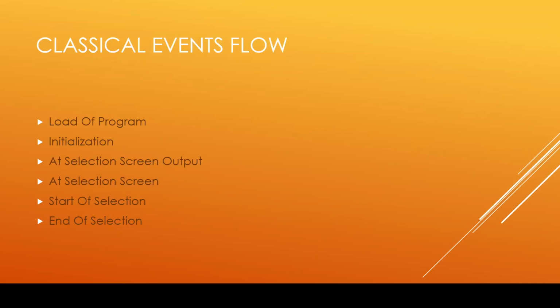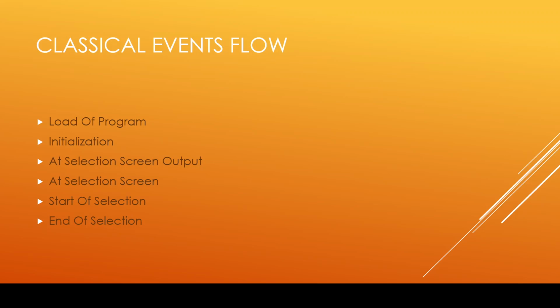So the classical events flow, this is the flow of how the events get called during your execution. The load of program will be the first event, initialization is the next event, at selection screen output is next, at selection screen is next, and start of selection and end of selection. But there is some toggling between these events.